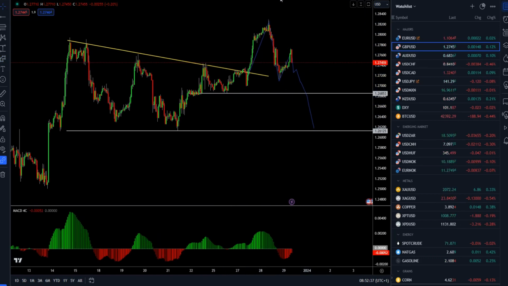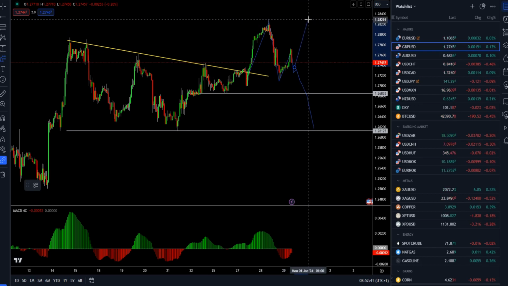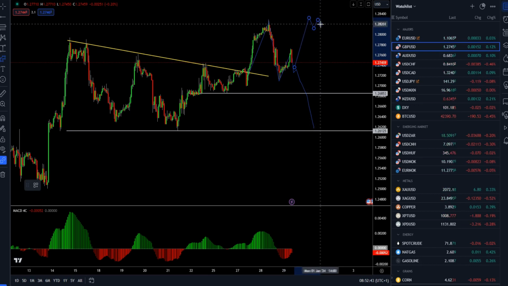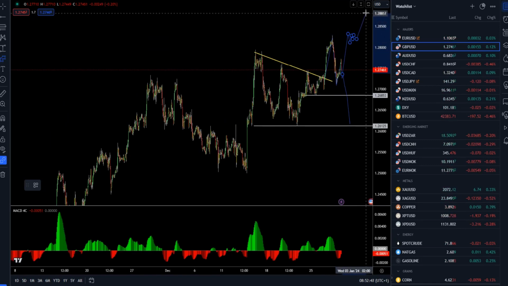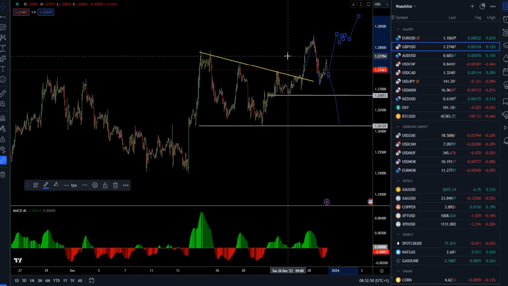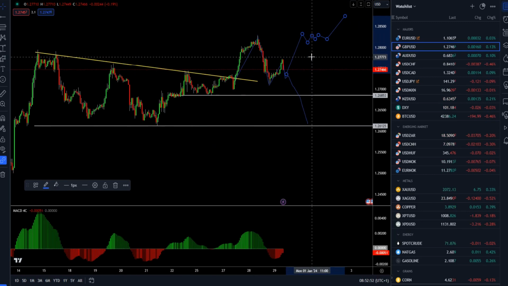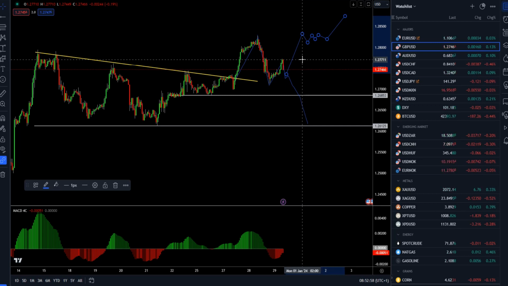Alternative scenario will be if the market can regain the power and eventually retake 1.2830 and then hold above. And this can then open the door for higher prices towards the 1.2900 mark. But based on the background, the current condition and the momentum, the downside scenario is more likely to resolve.